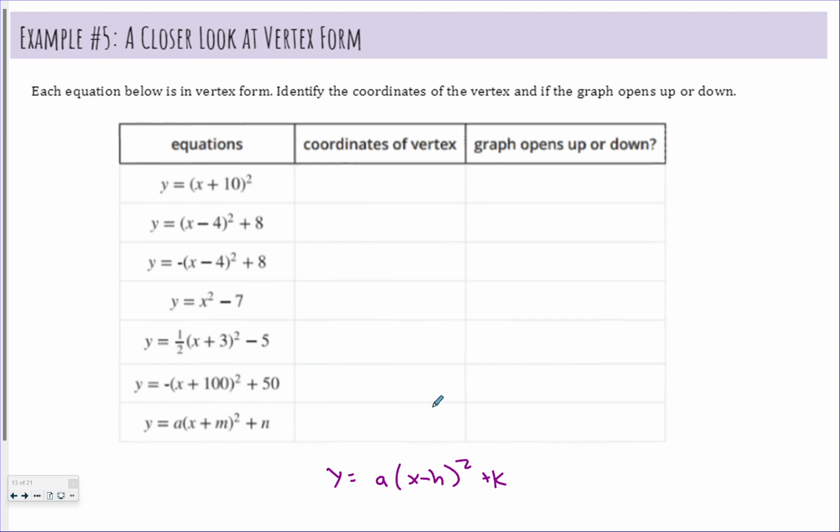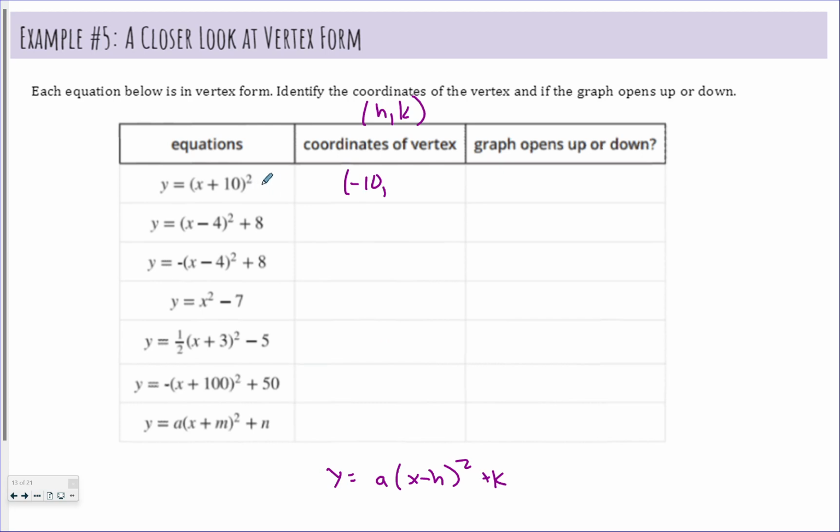So if we have this equation, (x plus 10) squared, what is the value of h and what is the value of k? That's what I want to know. What's h and what's k? Notice how the equation has a plus 10 in it, but we'd expect a minus sign. So my h is -10.